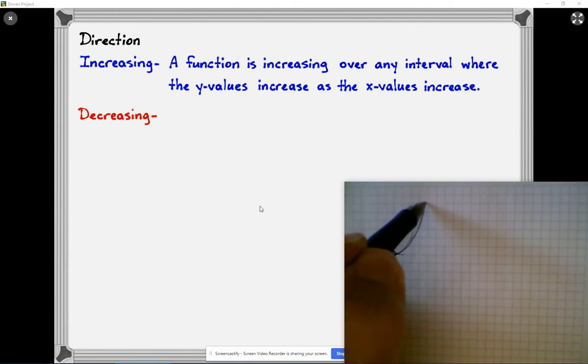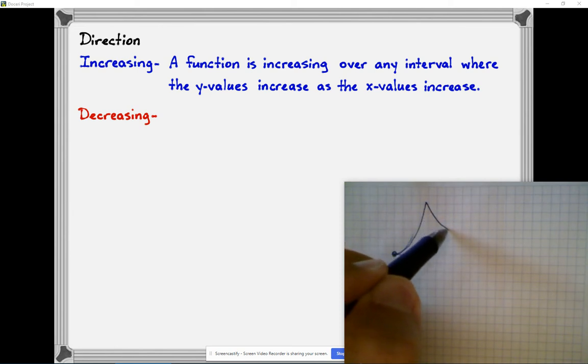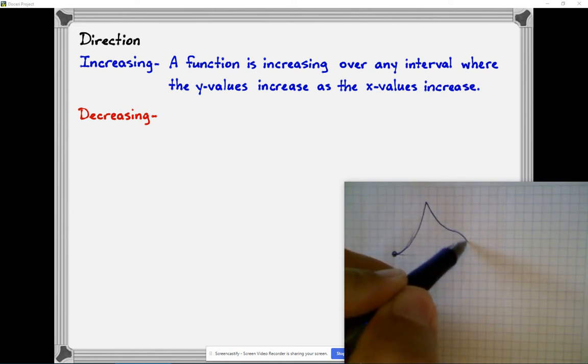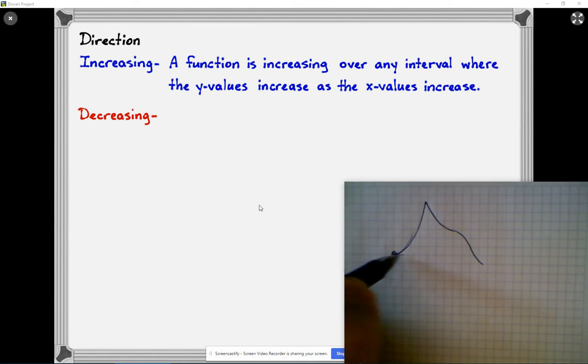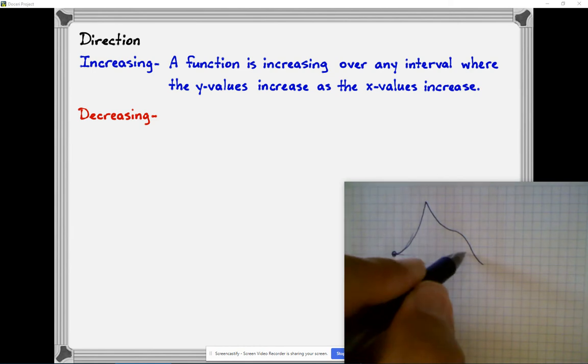Now, if I stop and then I do this, notice I'm still going to the right. Now what am I doing? Well, I'm going downhill. I'm decreasing. It's like a mountain. I'm going uphill and I'm going downhill, right?